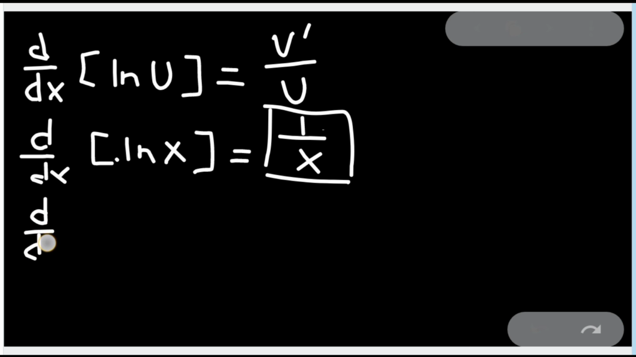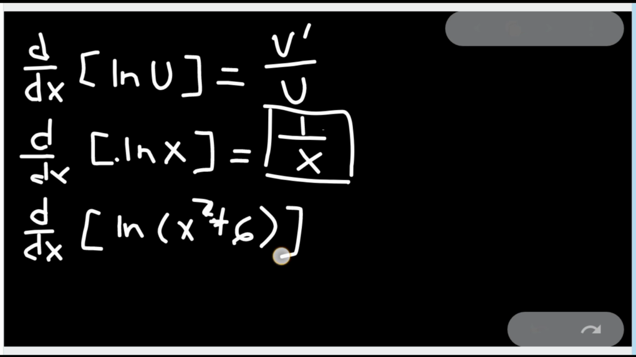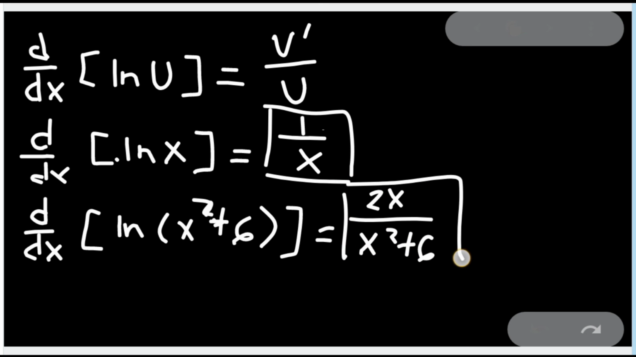Let's try another example. Let's say we have the derivative of ln of x squared plus 6. So our u here is x squared plus 6. The derivative of x squared is 2x, and the derivative of 6 is 0. So we have now 2x in the numerator. And let's copy the u, which is x squared plus 6, in the denominator. So this is the derivative.